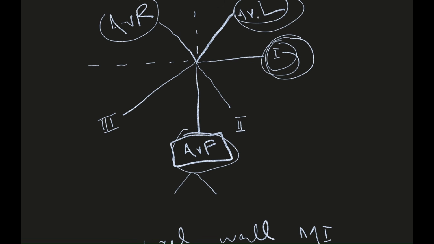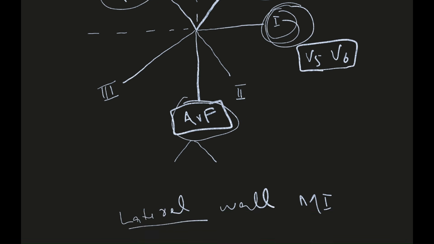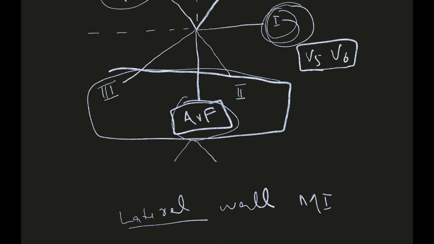Changes will be evident in these areas: lead 1 and aVL. They might come in V5 and V6 as well, because they are also facing the lateral side. If a person is having an inferior wall MI, these leads will be facing the inferior side of the heart. The changes will be evident in these leads.